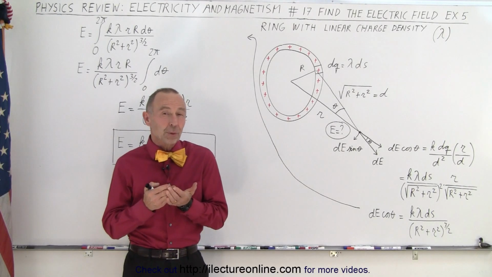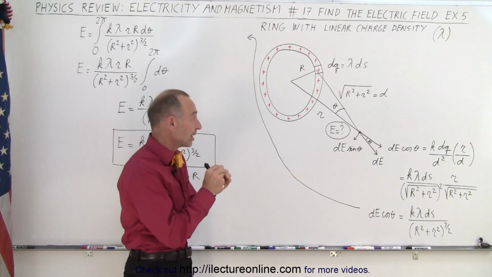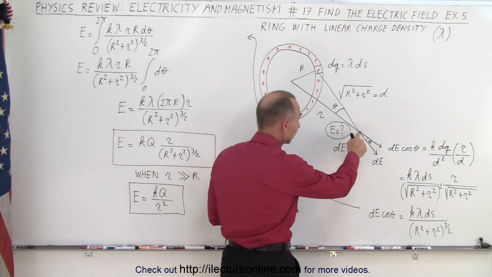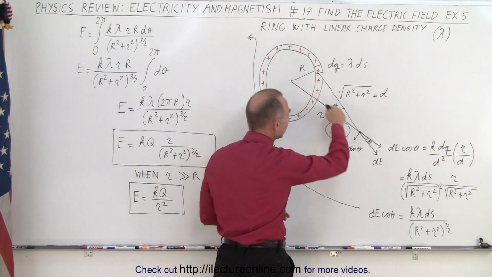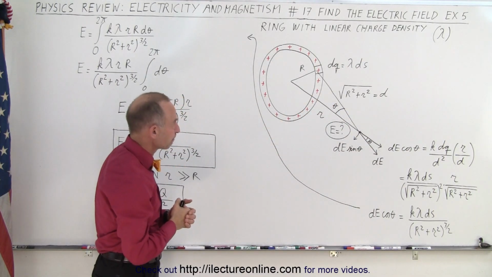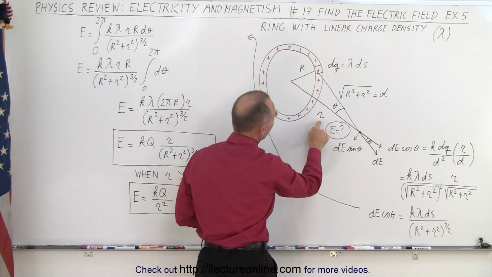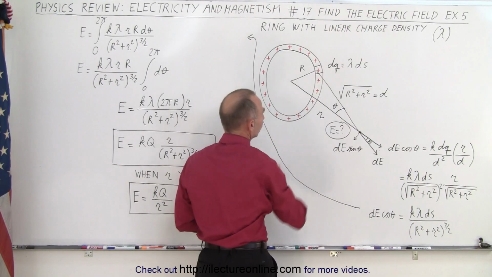Our next example, we're going to have a ring of charge and we're going to try to find the electric field strength, the magnitude of the electric field at some point along what we would call the axis of that ring. Notice the distance we are away from the center of the ring is small r and the radius of the ring is large R.